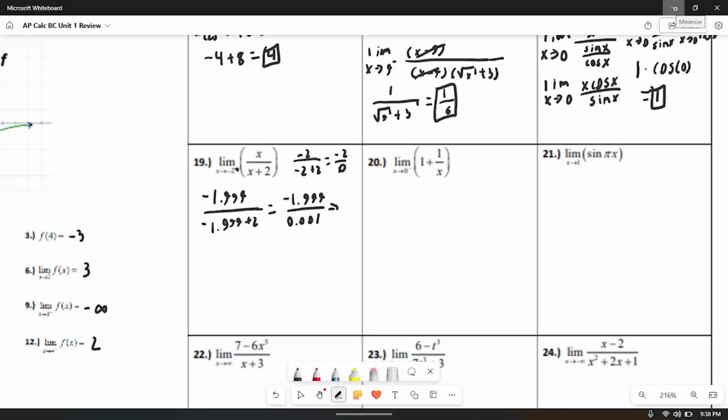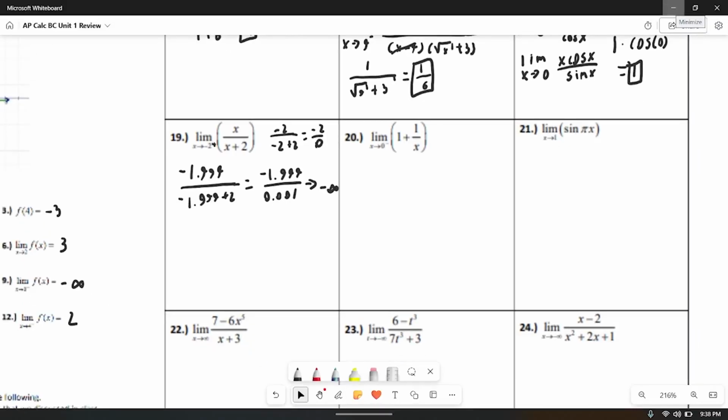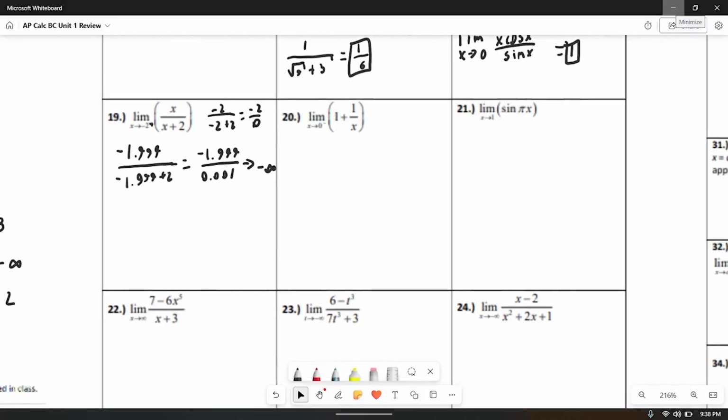And then that's going to approach negative infinity, because this evaluates to a negative number. And the closer and closer you get to 2, the smaller and smaller this will go. So that's our answer for that one.